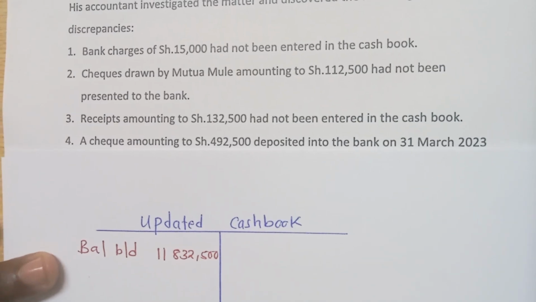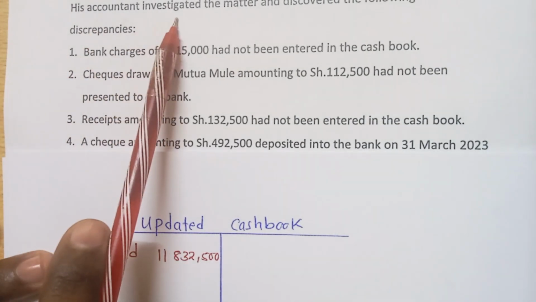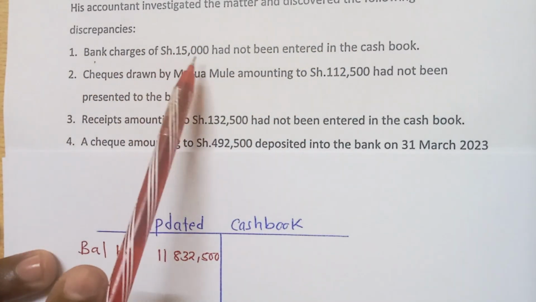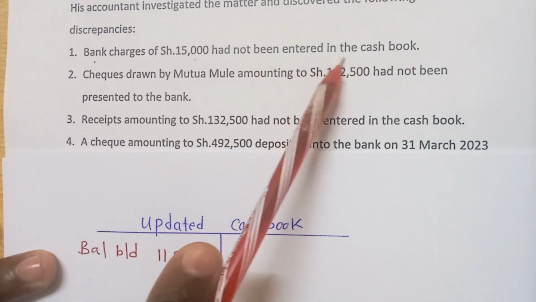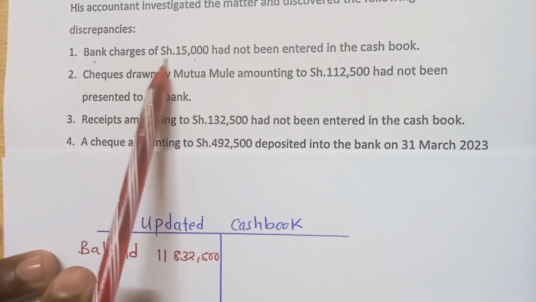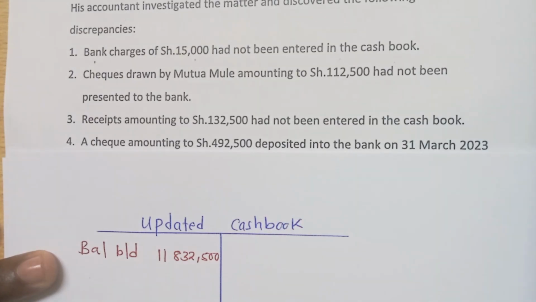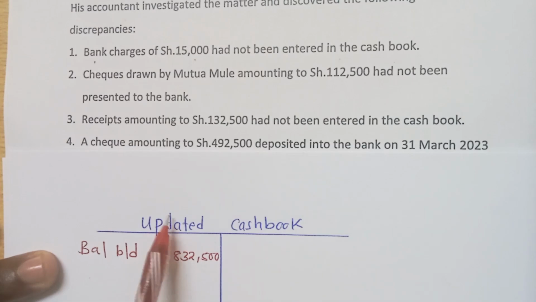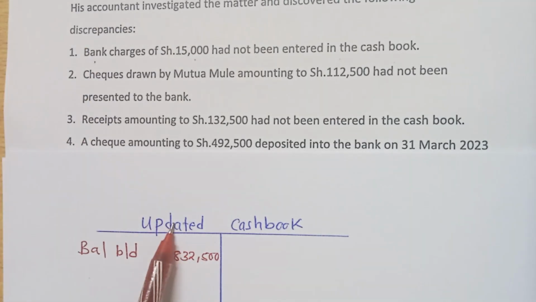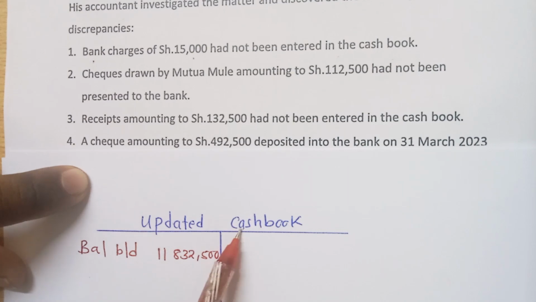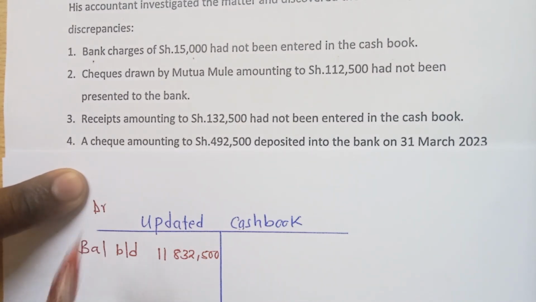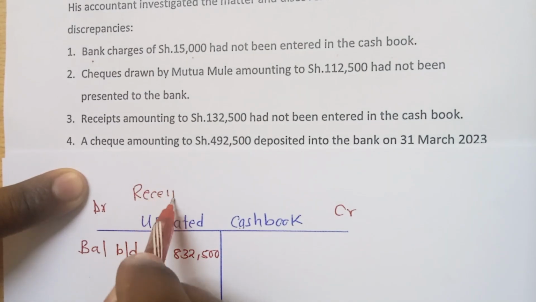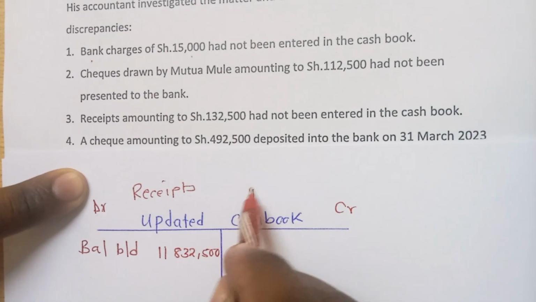So we are being told that his accountant investigated the matter and discovered the following discrepancies. So the first one, bank charges amounting to 15,000 had not yet been entered in the cash book, meaning these bank charges are appearing in the bank statement, but when it comes to the cash book, they have not yet been captured. So because we are updating the cash book, we need to update these items. In the cash book, we have got two sides. This is the debit side or the DR side, and then you have the credit side. On the DR side, what you shall record is the receipts, and on the credit side, we record the payments.